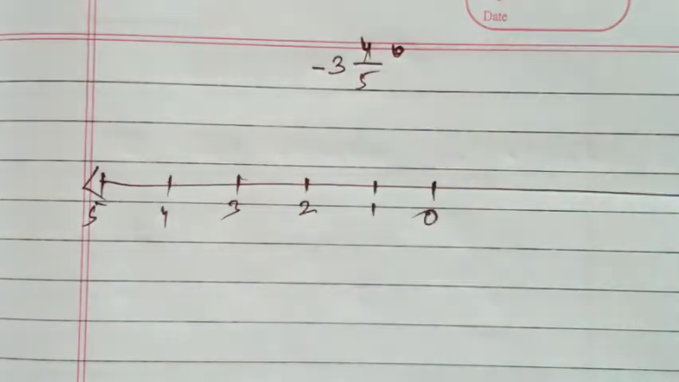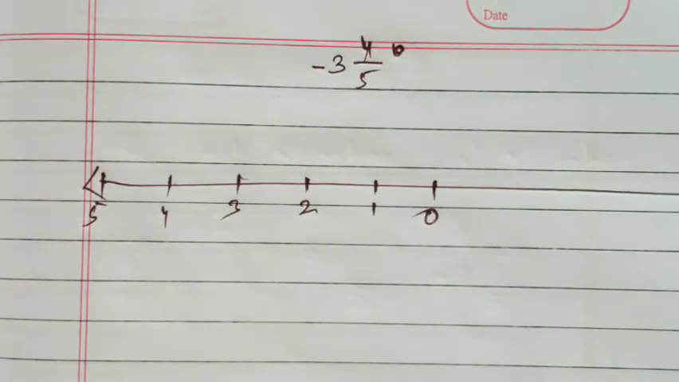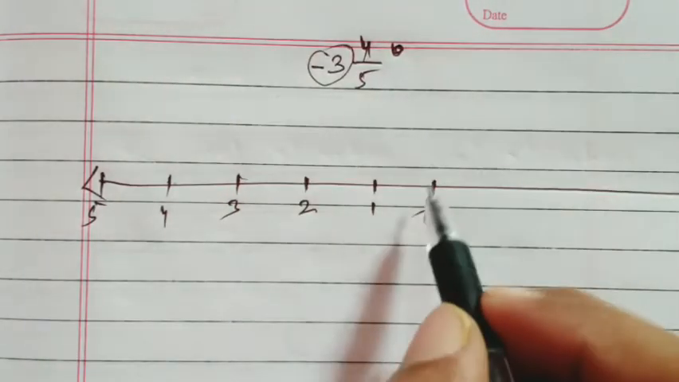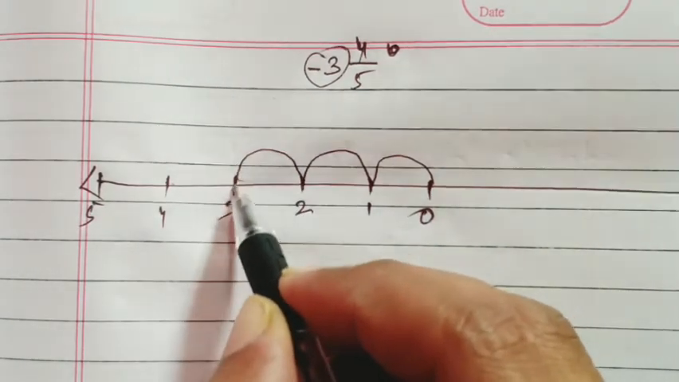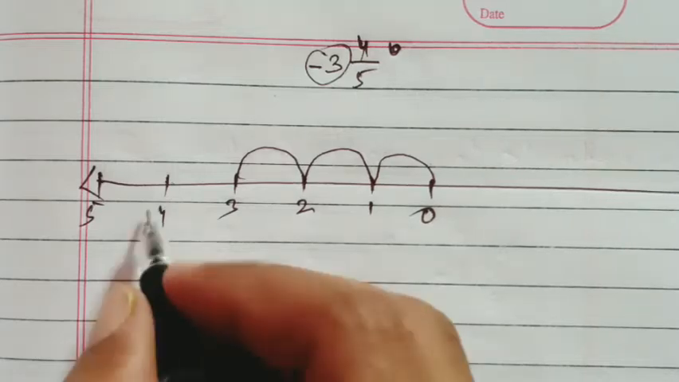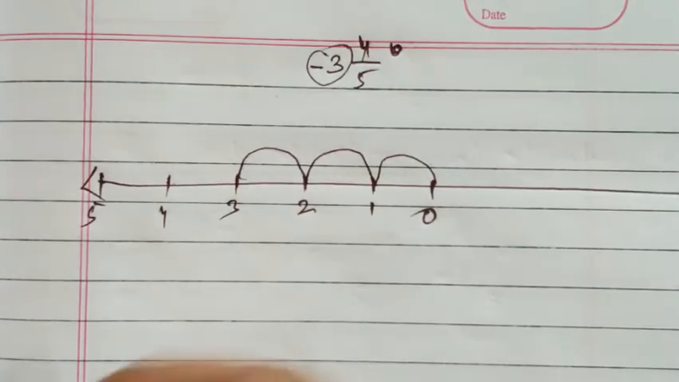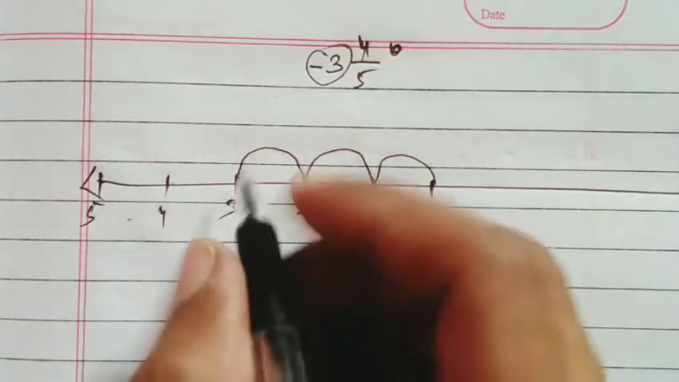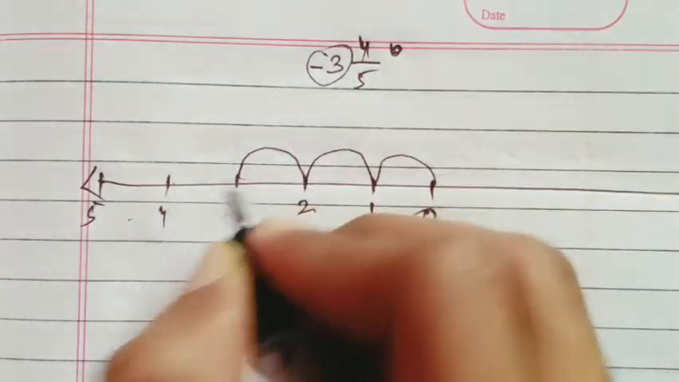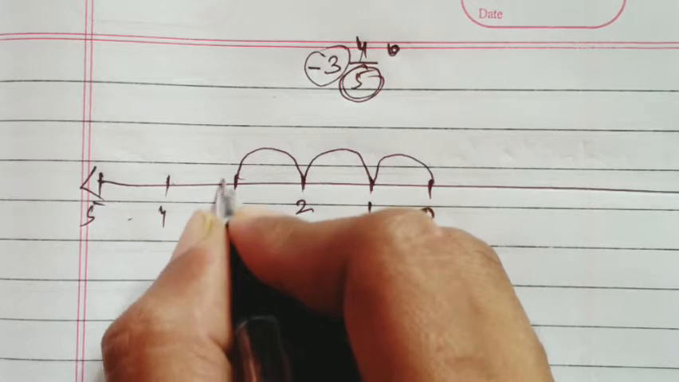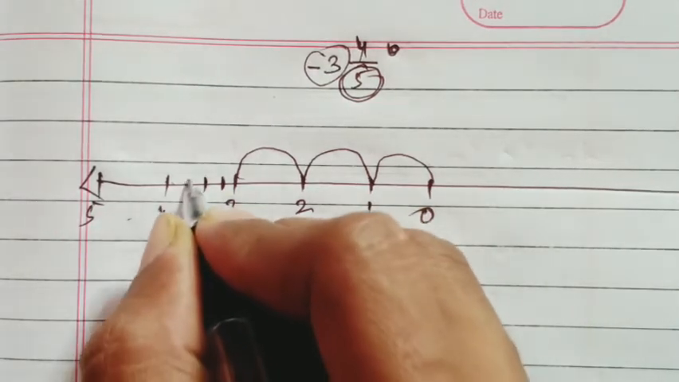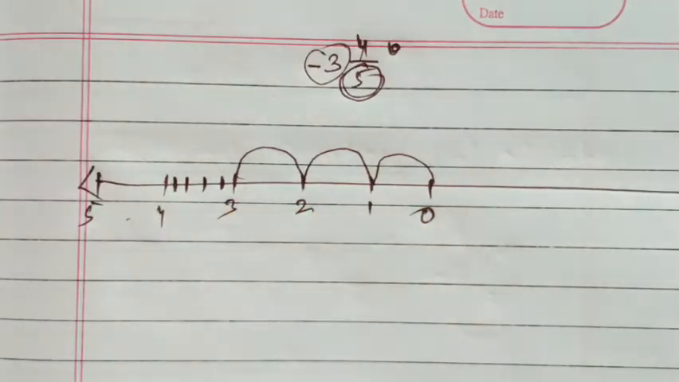Okay, minus 3 4 by 5 we have to plot. So minus 3. Okay, so 1 2 3, 4 by 5. Now it will lie between 3 and 4. So 4 by 5, how many parts is it divided into? See the denominator, 5 parts. So 1 2 3 and 4.